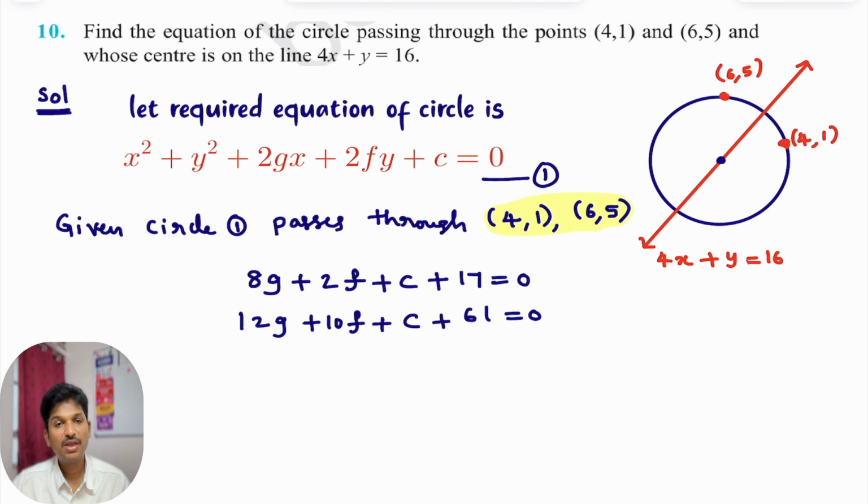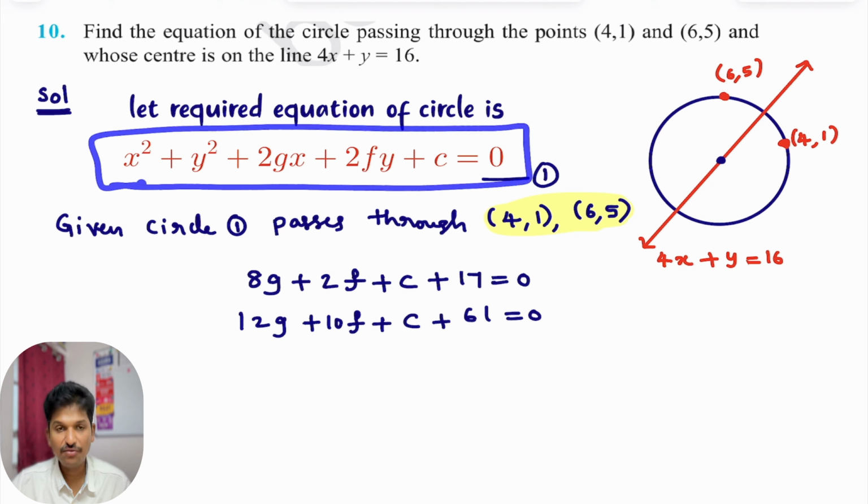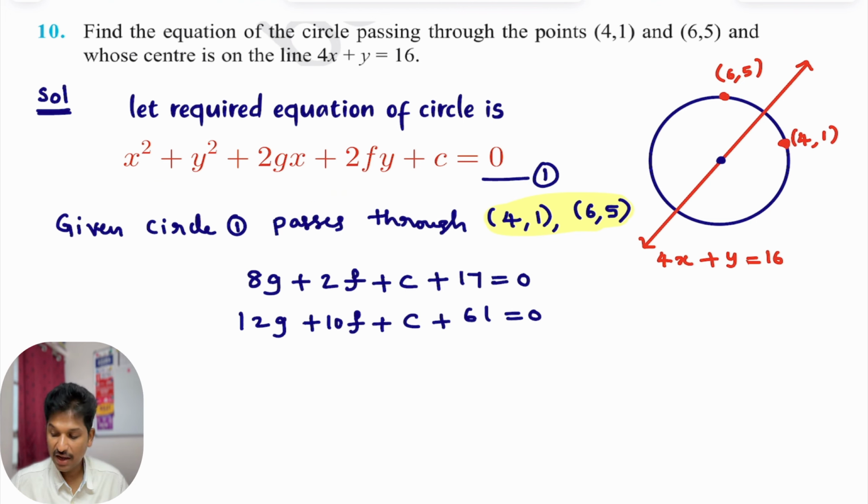You observe, when I substitute these 2 points in this equation, I got two equations in terms of g, f, c. The actual idea is what? I want to find the g value, f value, c value. Here I got two equations, but three variables are there. In the question, one more data is there. What is the data? The center of the required circle lies on this line.